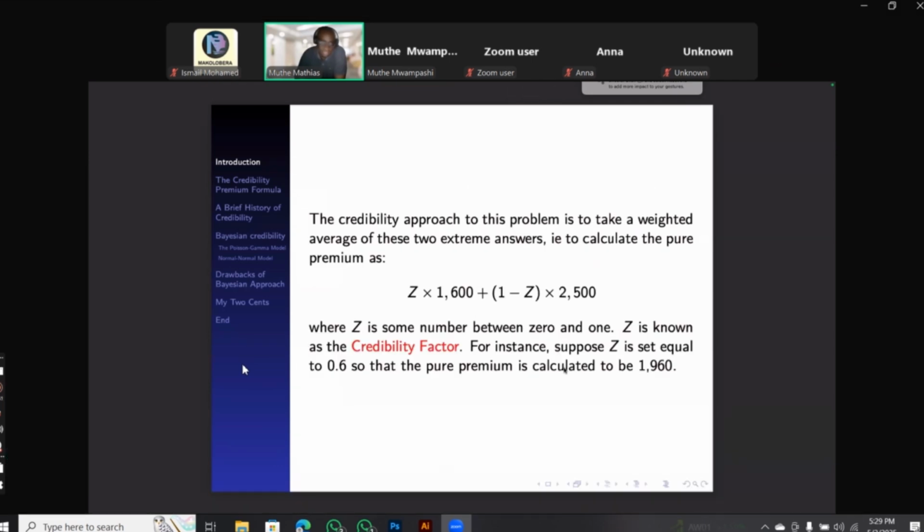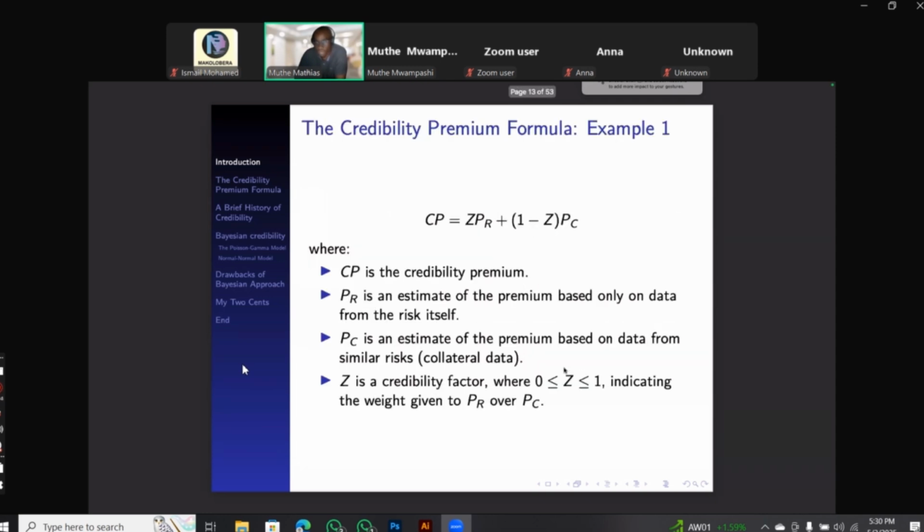So this is credibility, right? And if you understand this idea, then of course we are done, because credibility is simply the weighted average. So kama umeshaelewa hapa, then ushamaliza topic ya credibility. So what follows now is how we can estimate the weights, right? So this is more formal.